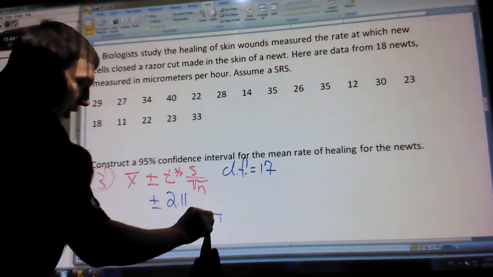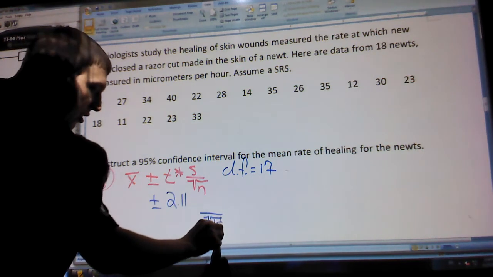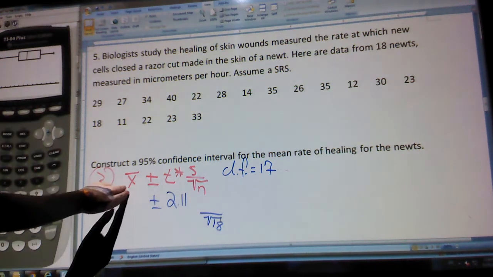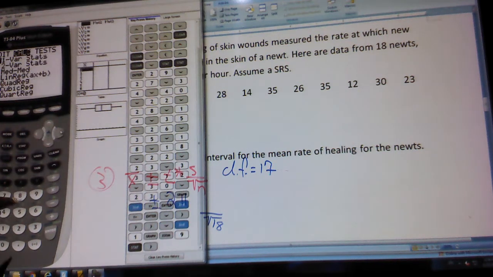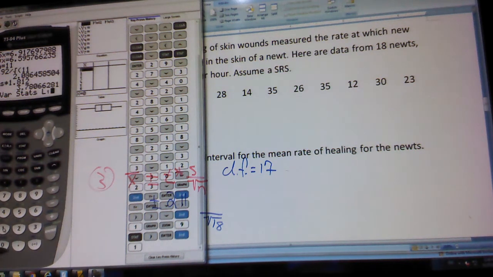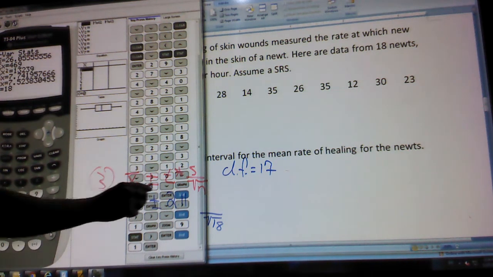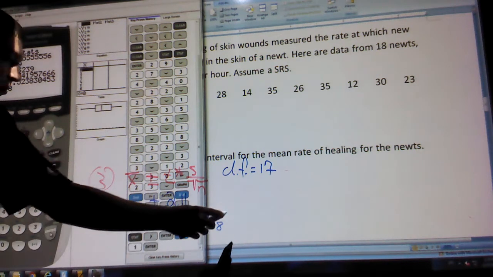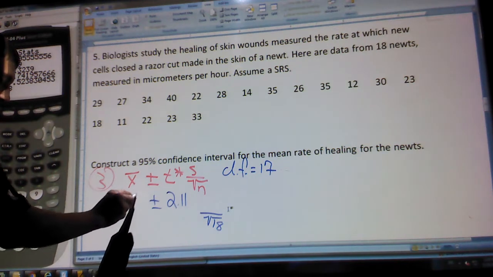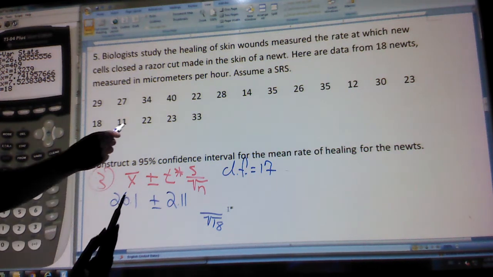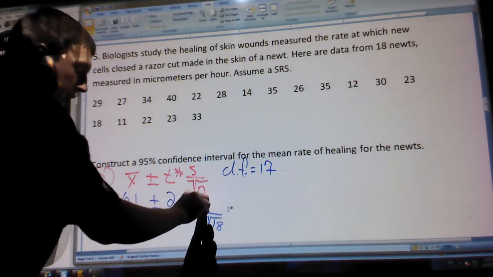Let's see, n is 18, so square root of 18. S and x bar come from my calculator. So I'm going to go stat, calc, one variable stats, list one. There should be nothing in your frequency. Hit enter. X bar is 26.1. And S should be 7.7.